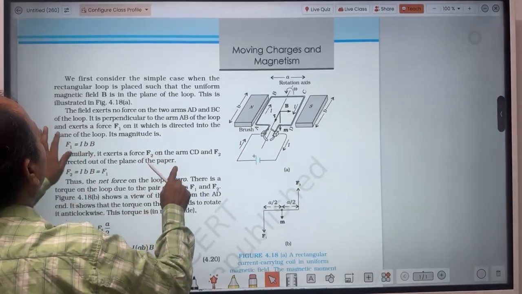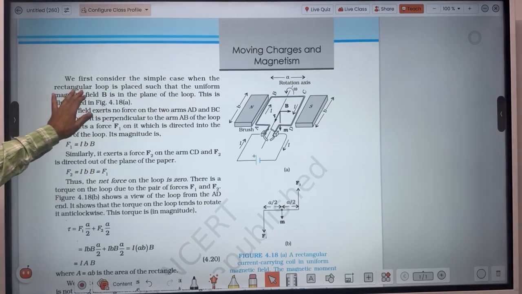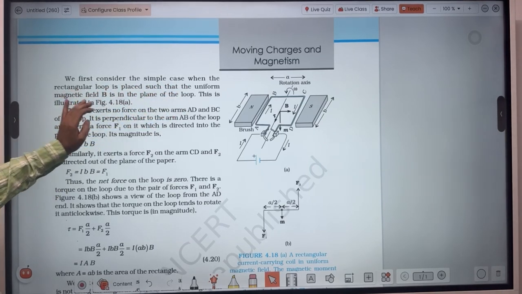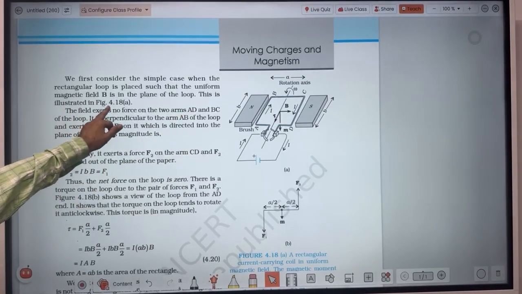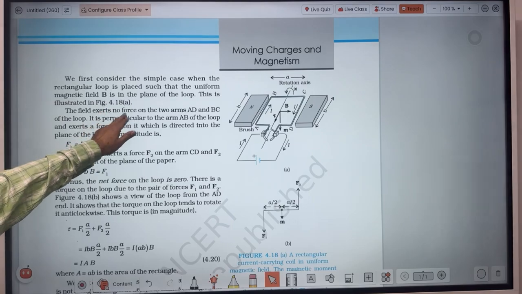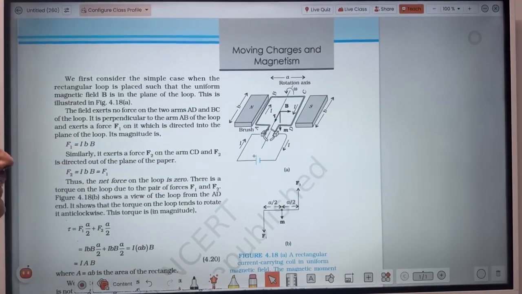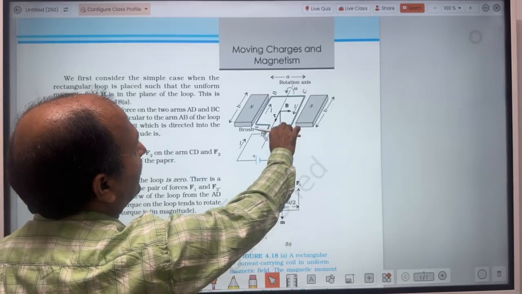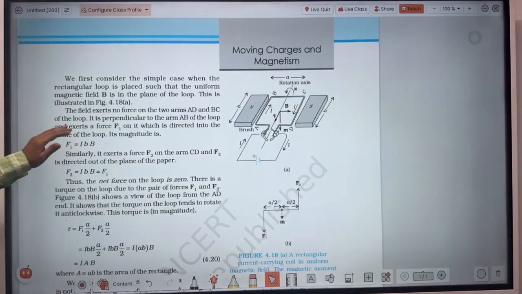So the same thing is explained here. If you read, you will find we first consider the simple case when the rectangular loop is placed such that the uniform magnetic field B is in the plane of the loop, right? This is illustrated in figure 4. This one we are talking about. The field exerts no force on the two arms AD and BC of the loop.